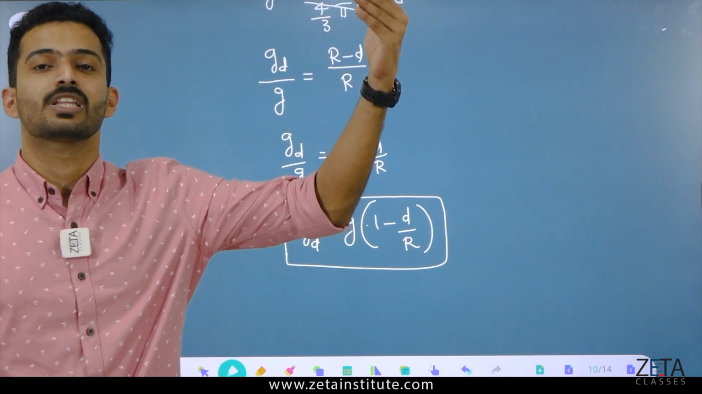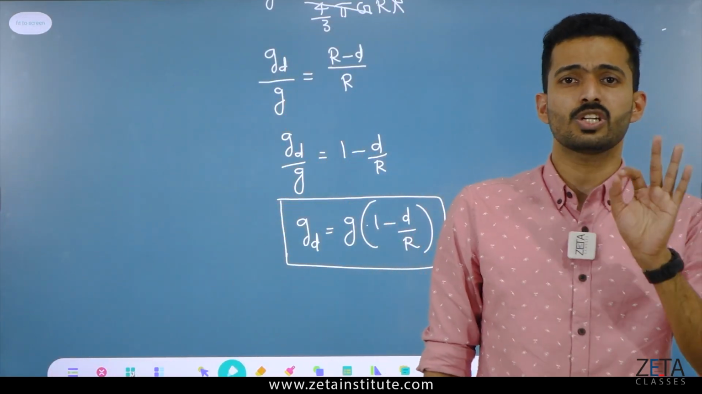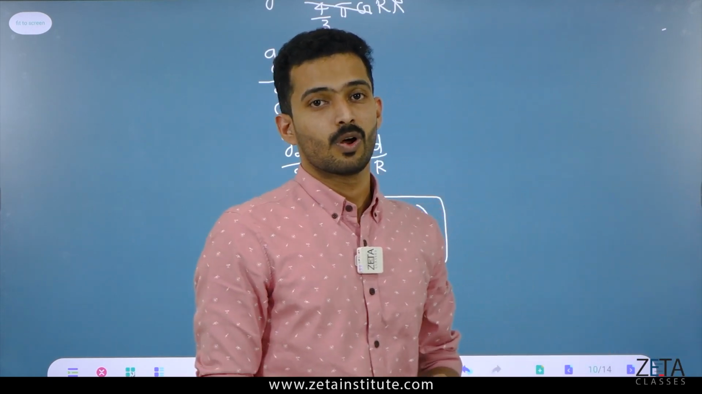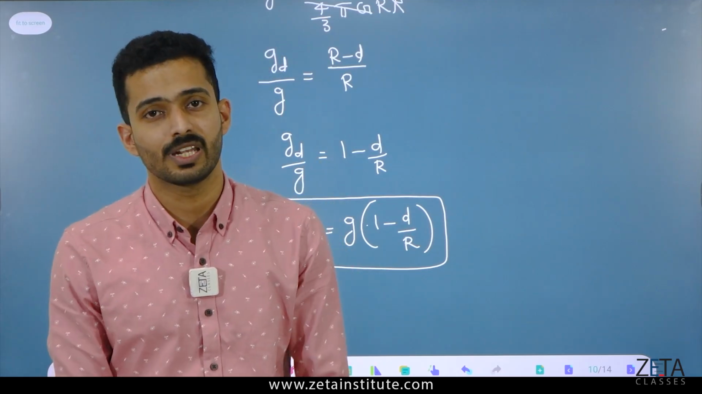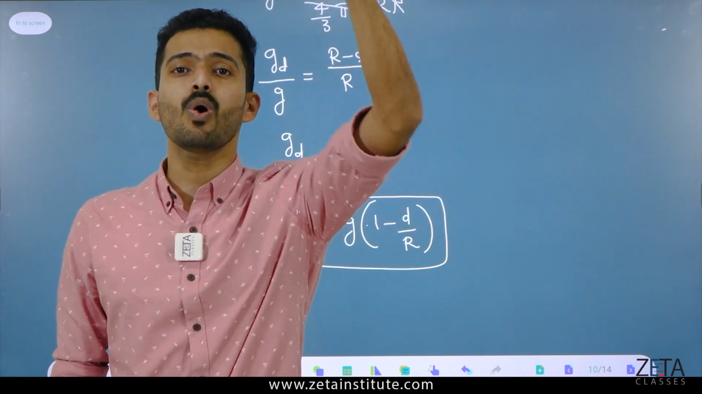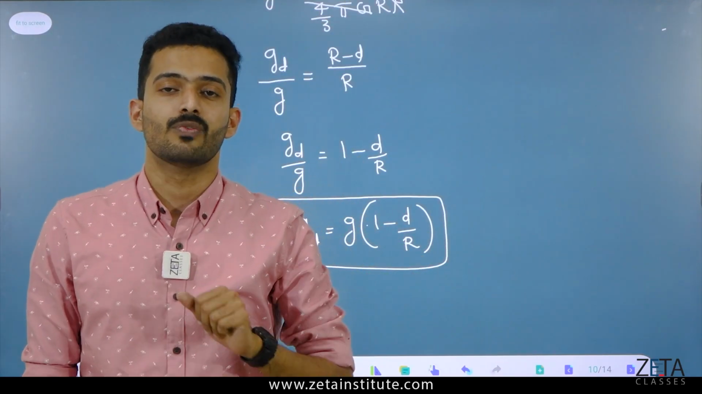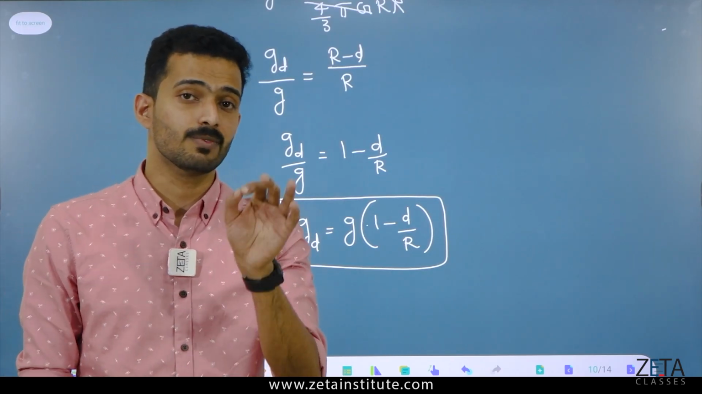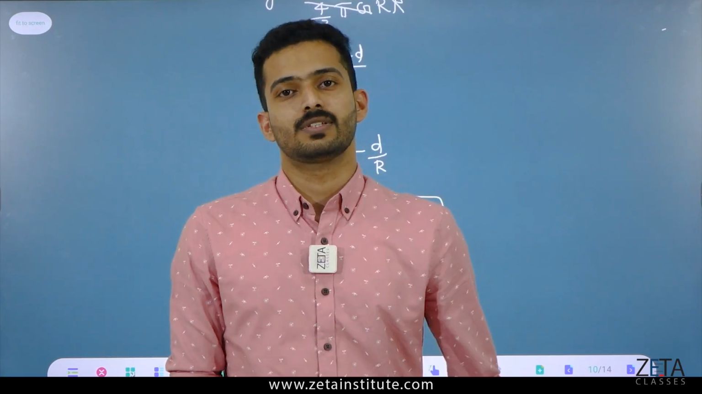When we go up, the value of acceleration due to gravity decreases. So the value of acceleration due to gravity is maximum on the surface of the earth. On the surface of the earth, it is maximum at a pole and minimum at the equator. When we go up, the value decreases, and when we go down, the value decreases. So the maximum value of acceleration due to gravity is on the surface of the earth.